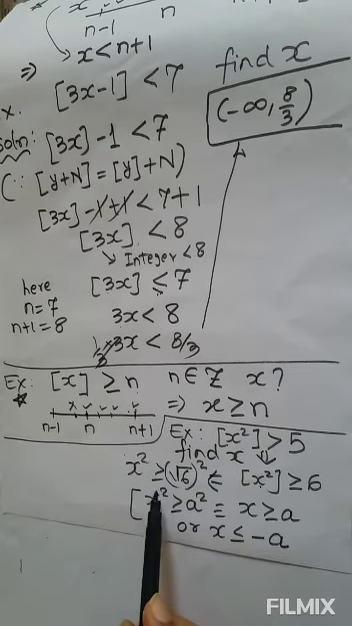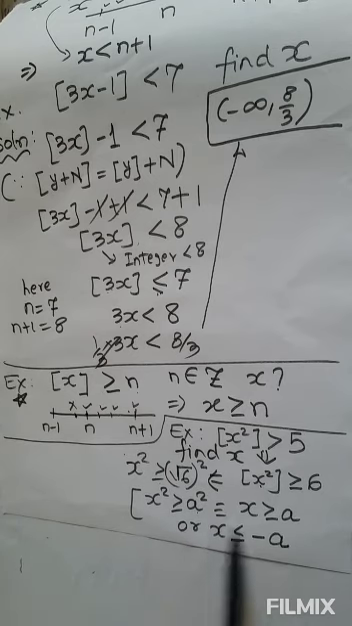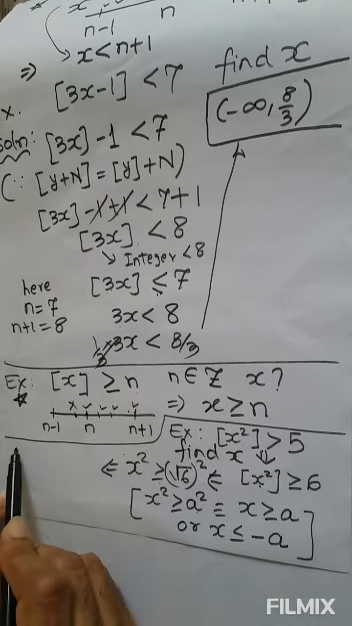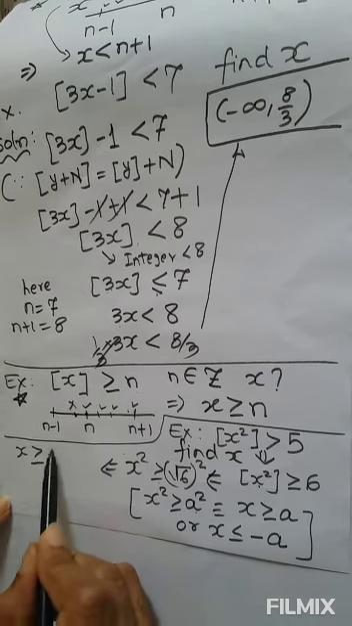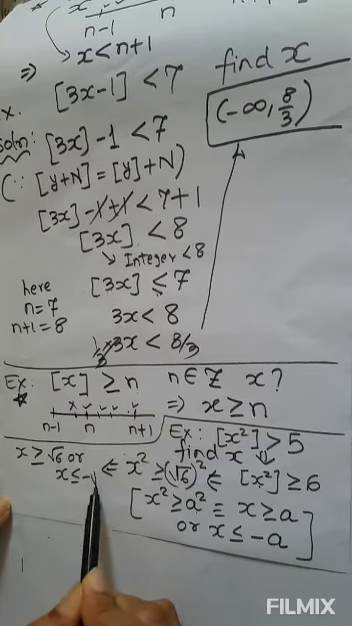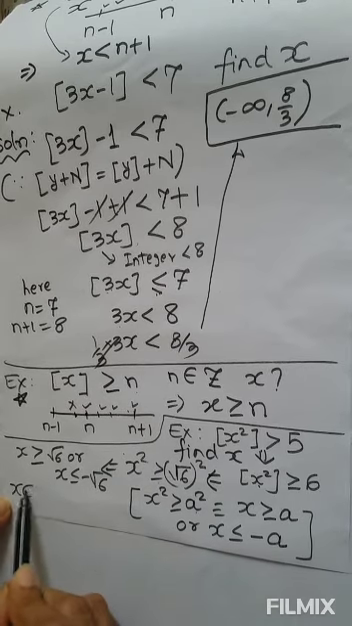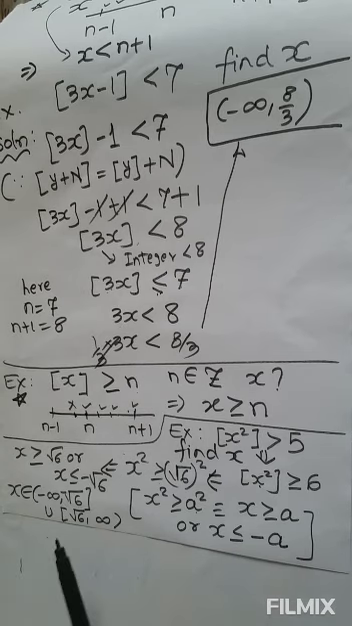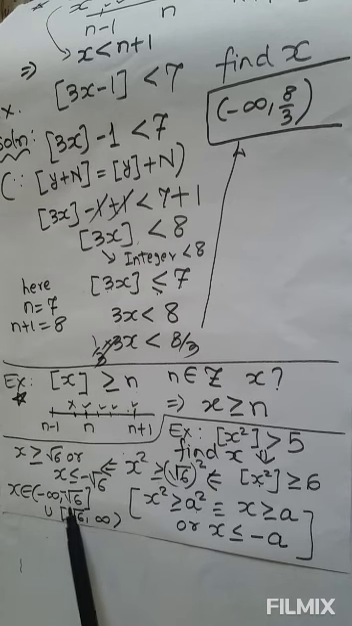Now using the result, x square greater than or equal to a square means x greater than or equal to a or x less than or equal to minus a. This is what we know from basic quadratic inequalities. So the answer to this would be x greater than or equal to root 6 or x less than or equal to minus root 6. In interval form, it can be written as minus infinity to minus root 6 union root 6 to infinity. Minus root 6 is also included, root 6 is also included.